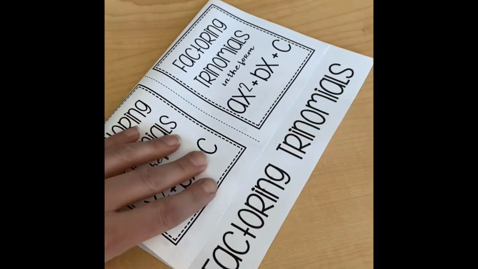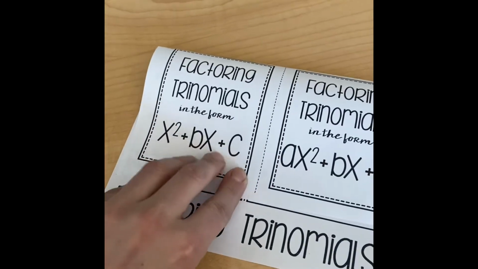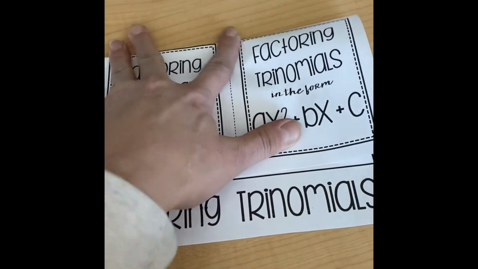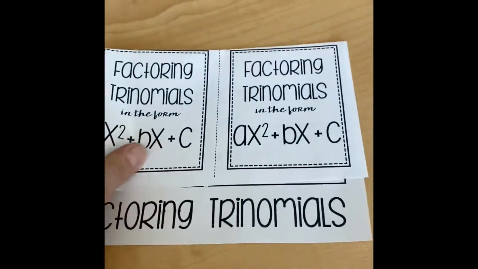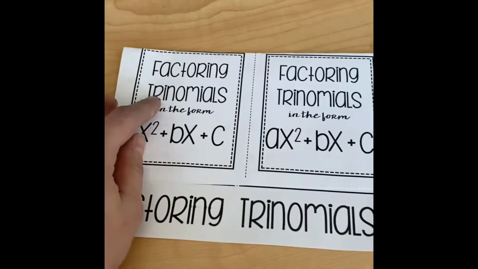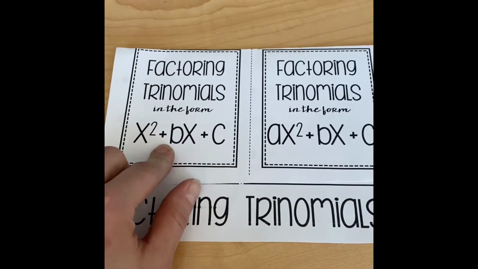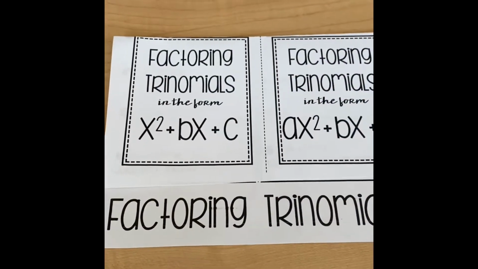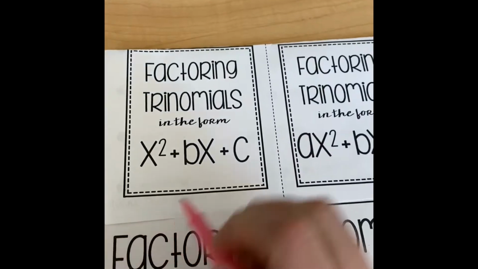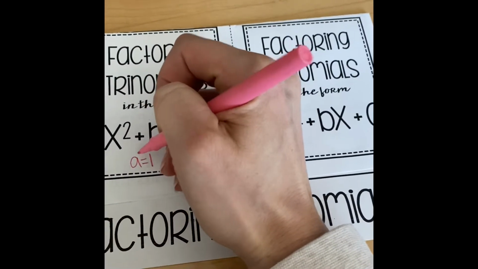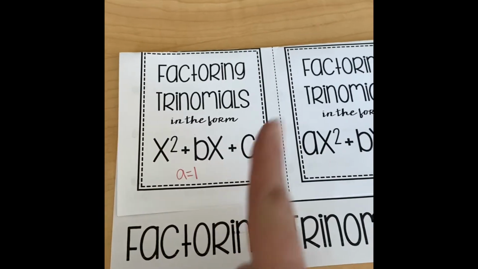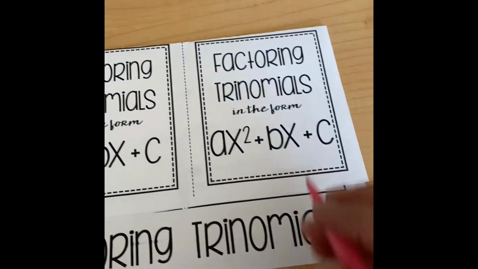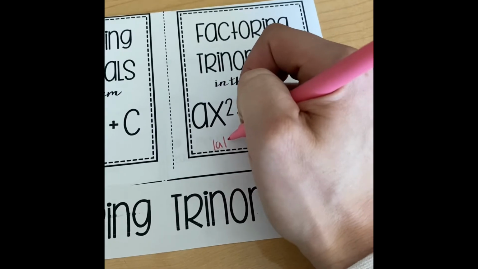Okay, so we're gonna turn this paper into a foldable by folding it down so that we can still read factoring trinomials at the bottom, and then we can see both of these titles on the front: factoring trinomials in the form ax squared plus bx plus c, and factoring trinomials in the form ax squared plus bx. Okay, so for this one, there's still an a in here, but the a is equal to 1, so it disappears. In this one, we're talking about where the absolute value of a is greater than 1.